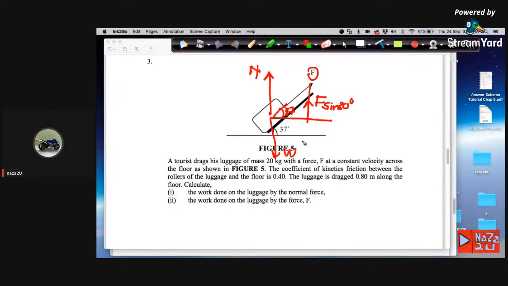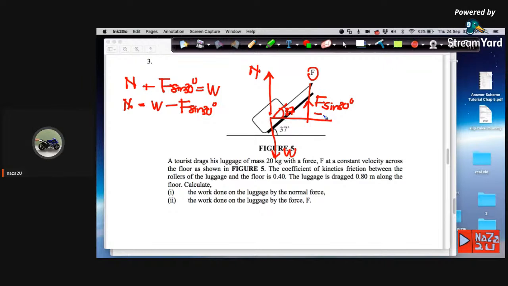Right. Okay, maksudnya daya ke atas sama dengan daya ke bawah. Okay. So, jadi daya ke atas kita ada N plus F sin 37 sama dengan daya ke bawah kita ada W. Okay. So, jadi dalam kes ini katalah kita nak dapatkan N, kalau kita nak dapatkan N kat sini is equal to W minus F sin 37.